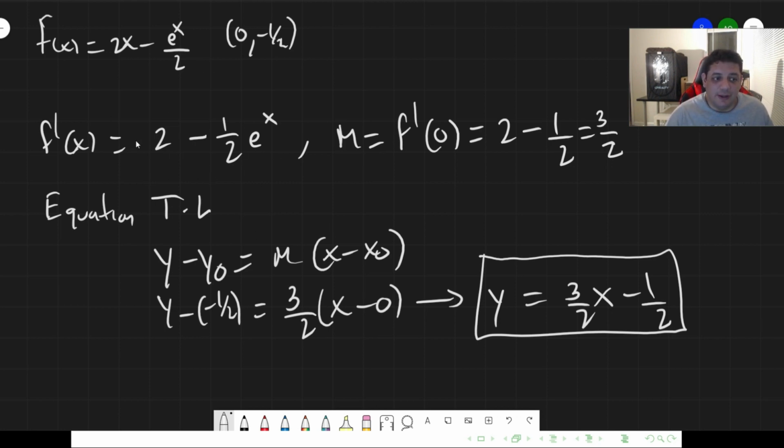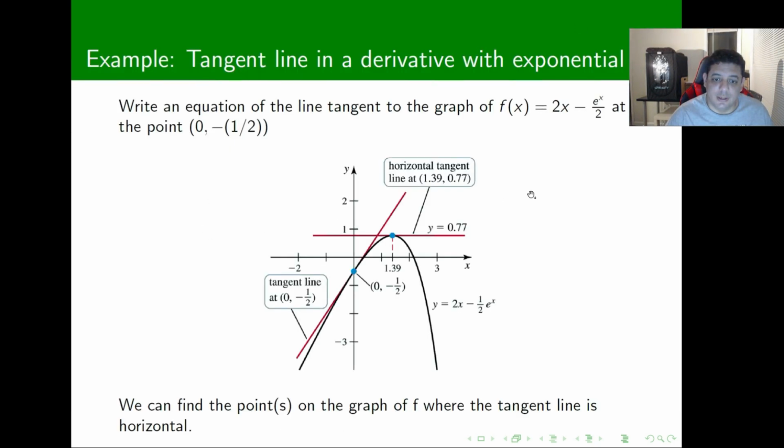Notice that the fact that we can take the derivative so quickly now simplifies a lot of the previous process. Now you can see here how the function is going to behave. This is the 2x minus 1/2 e to the x equation. And at this point, we're checking how the tangent line looks. So it's exactly this line over here. Okay.